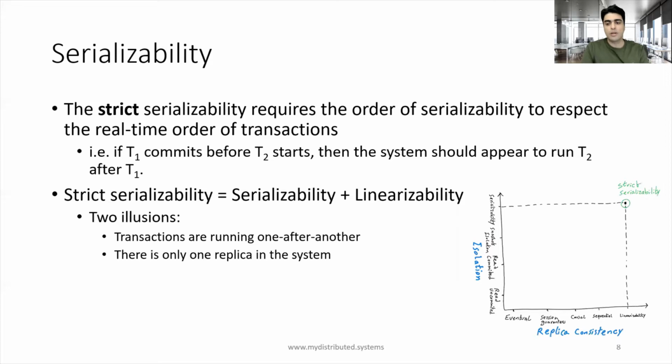So strict serializability is the ultimate guarantee that you can ask for from a transactional system. It provides the highest level of replica consistency and the highest level of isolation. So it's a very powerful property and a very nice thing to have for a transactional system.